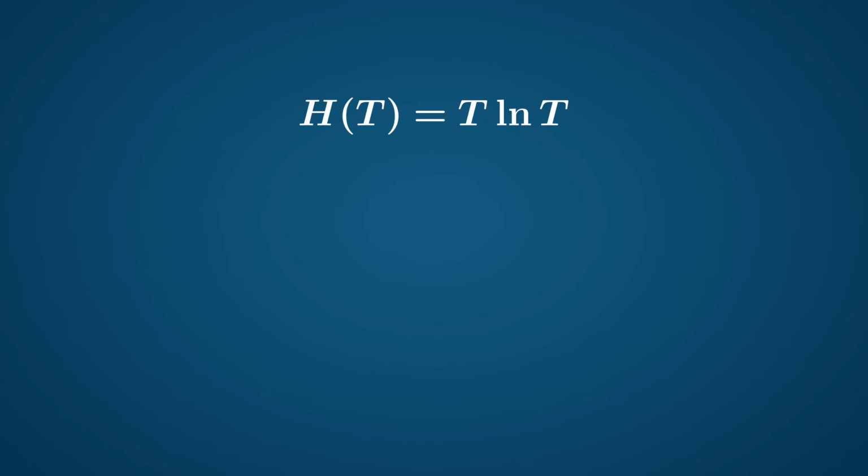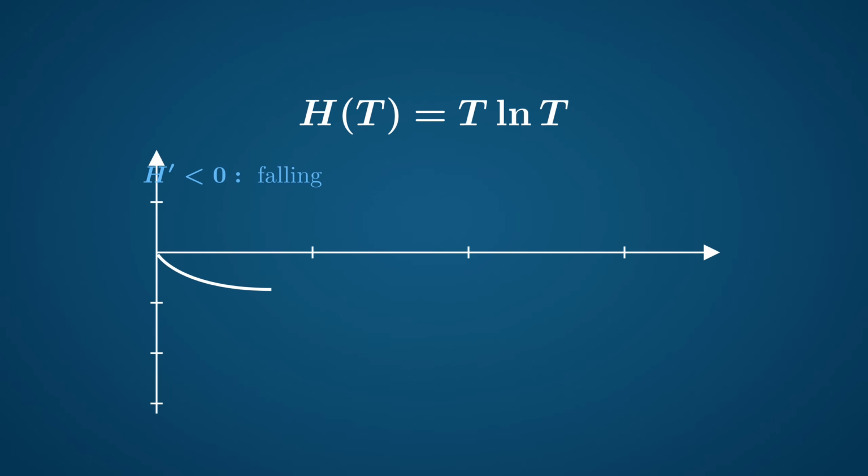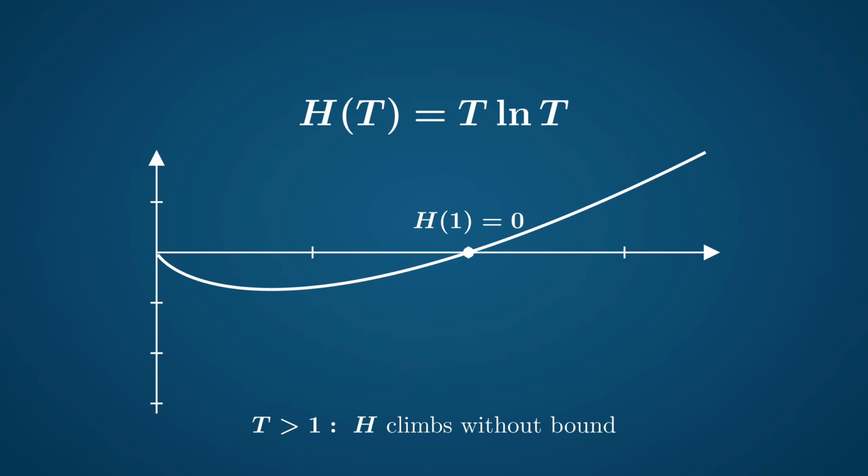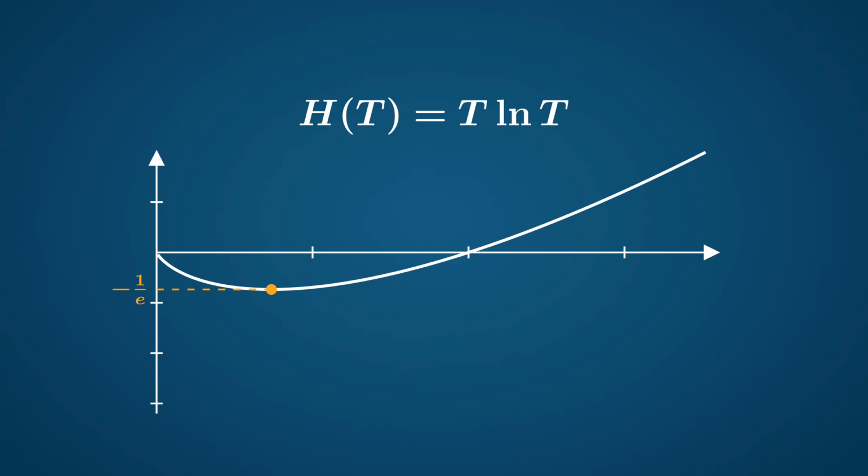It helps to see the rest of the curve around that dip too. Below 1 over e, the derivative is negative, so h is falling. Above 1 over e, the derivative is positive, so h is rising. As t slides towards 0, the small factor t crushes the log, so h drifts back up towards 0 from below on that side. At t equal to 1, the log is 0, so h is exactly 0 there. Beyond 1, both factors are positive, and h climbs without bound. So the whole picture is one shallow dip, floored at minus 1 over e.